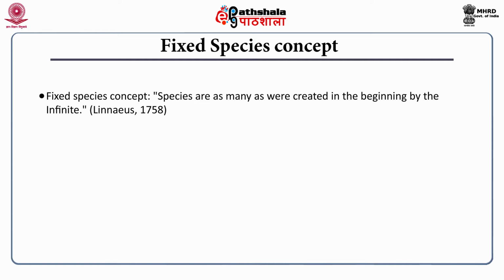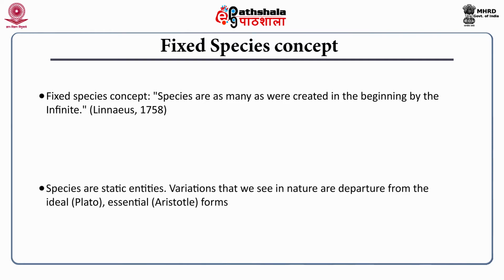One popular definition of species in this concept is: species are as many as were created in the beginning by the Infinite, by God, as defined by Linnaeus in his book in 1758. So, species are static entities. Whenever you see variations, for example in body size, shape or color, these variations that we see in nature are a departure from the ideal essential form. Each species is considered to have a pure or essential form, and each variant is nothing but a departure from the norm as per the fixed species concept.